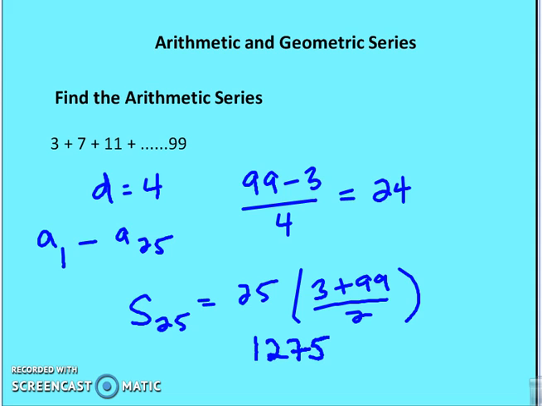The first thing we need to do is find the common difference. The common difference is 4. Then we need to find the number of terms between 99 and 3. So we subtract 3 from 99. That's 96. Divided by 4 is 24. So we have 24 terms between the first and the last term, which means we have 25 terms total. Taking the first and last terms, 3 plus 99, divided by 2 is 51. 51 times 25 is 1275.